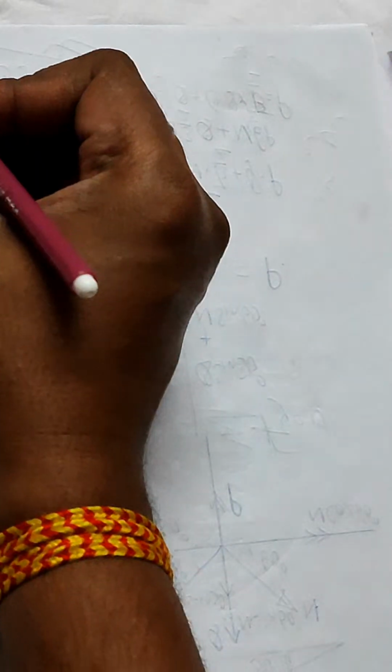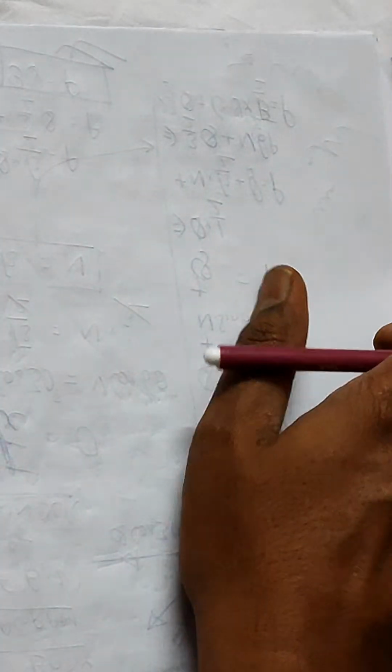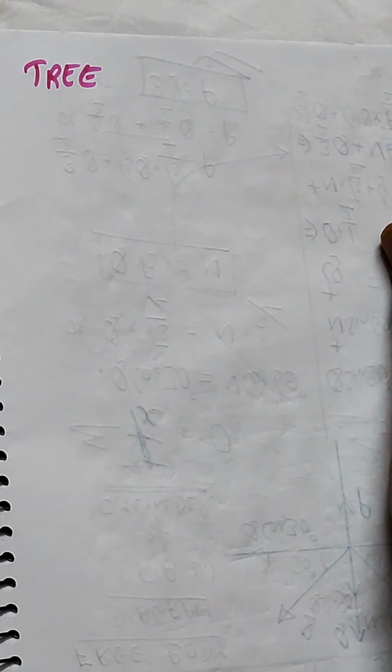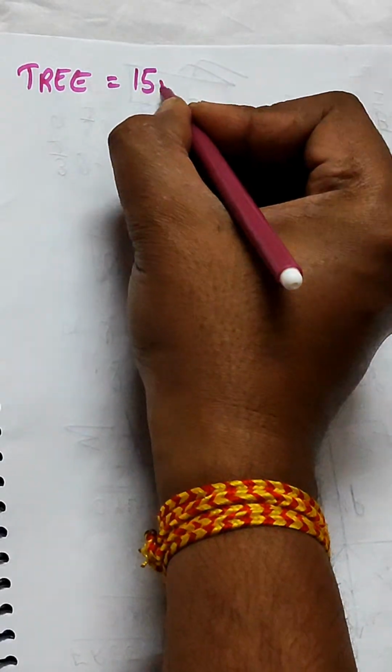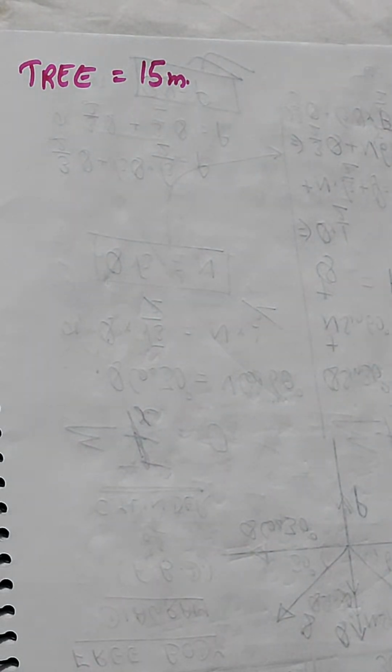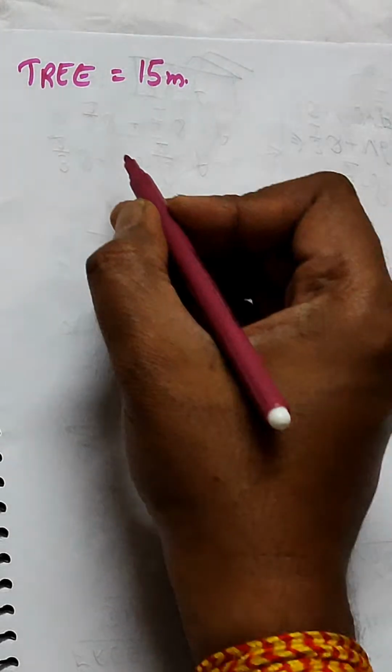that is a vertical straight tree of 15 meter height. The height of the tree is 15 meter. This is given in the question, right? And this straight tree is broken by the wind in such a way that its top just touches the ground and makes an angle of 60 degree.